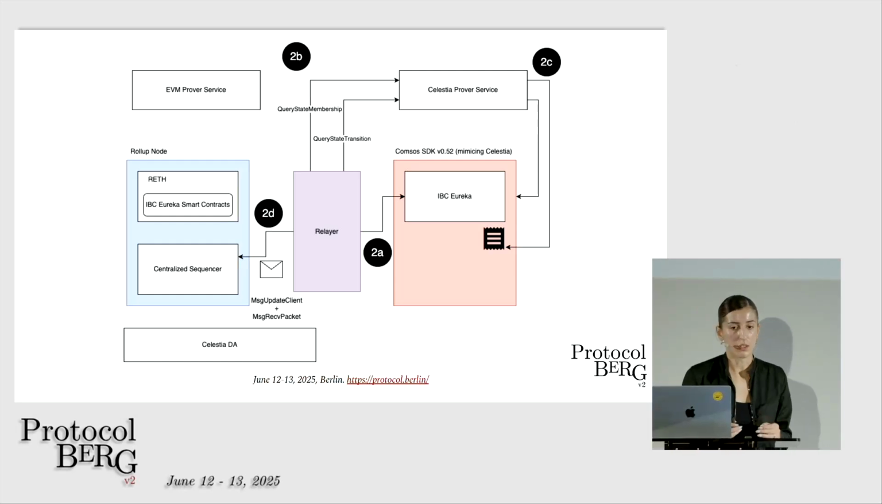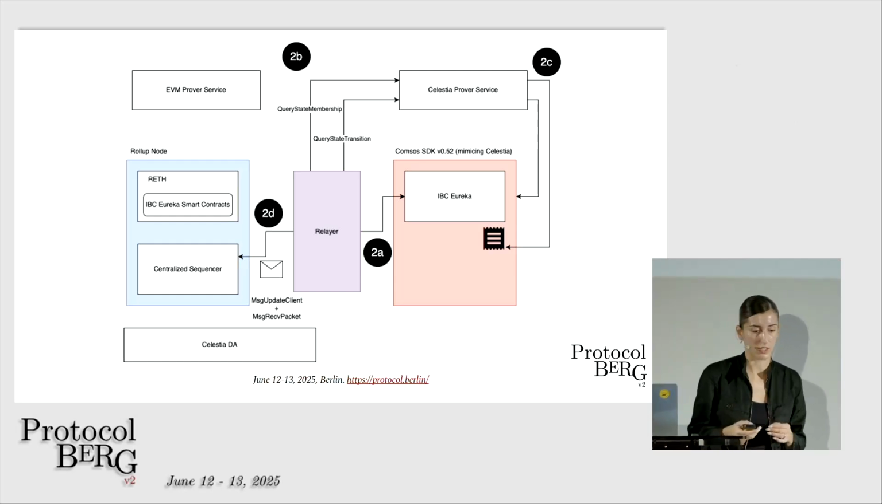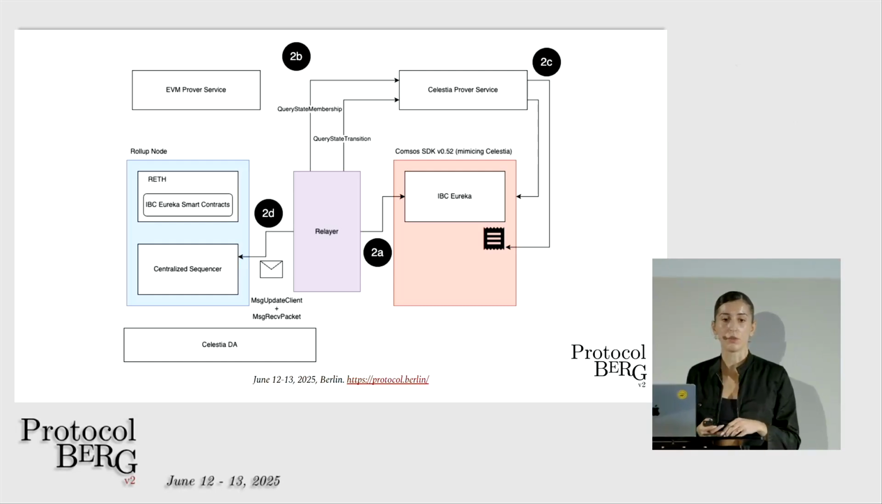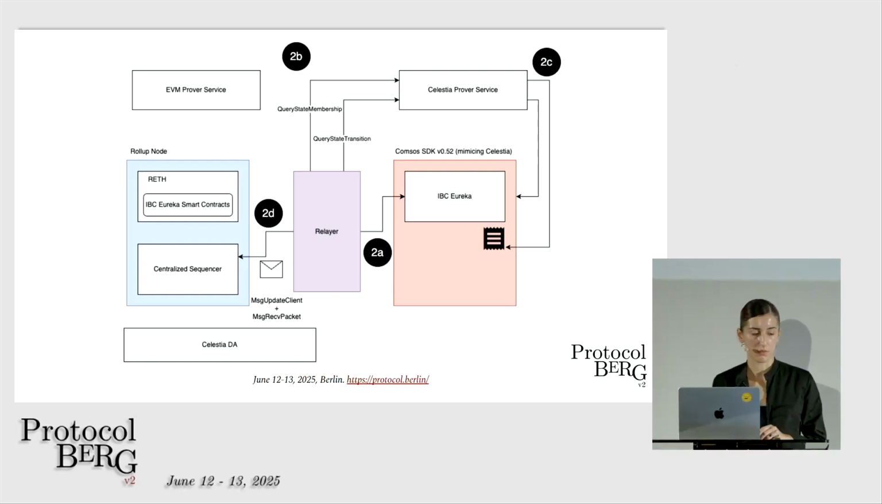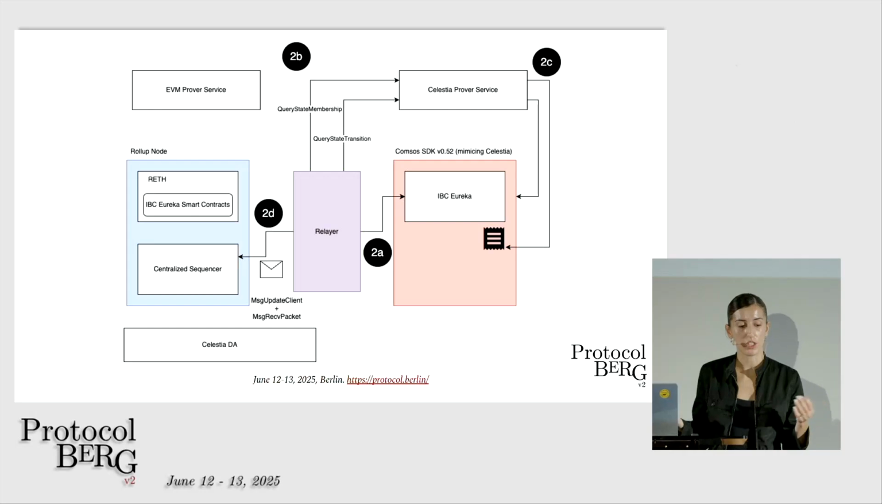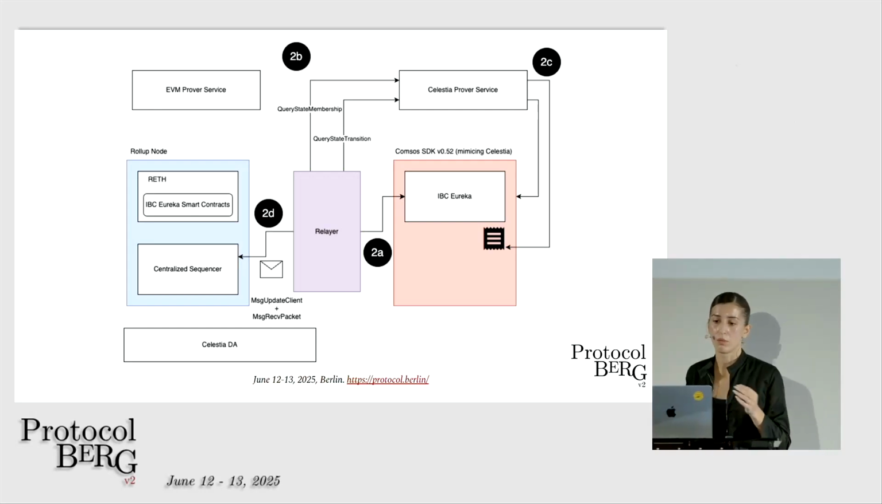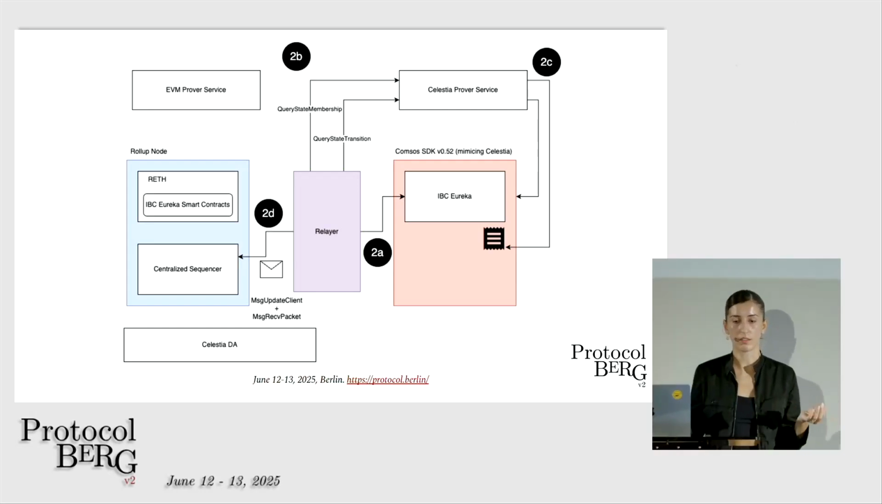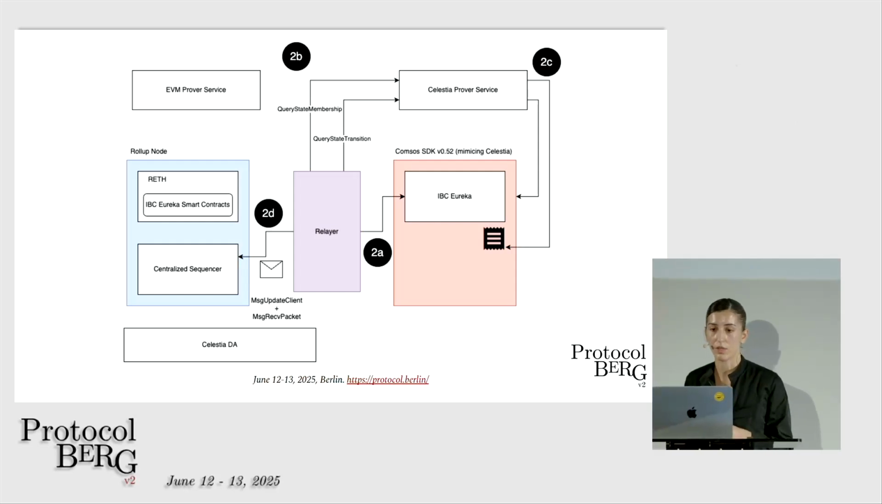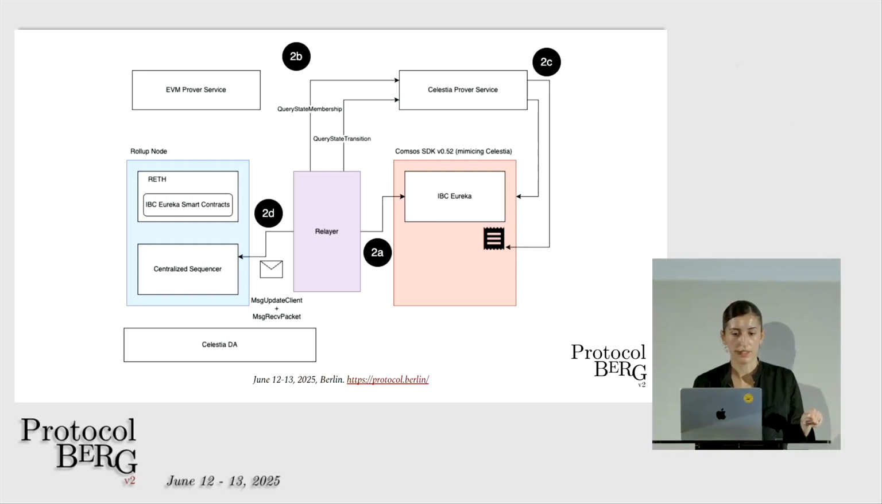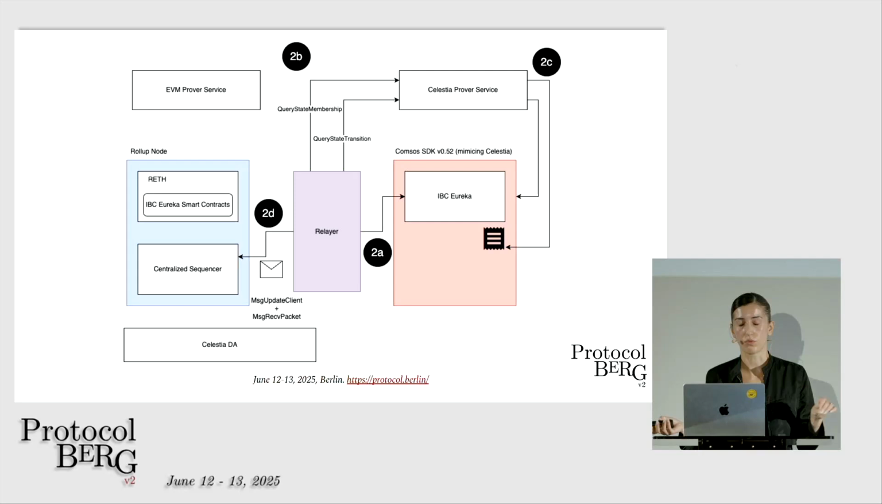Now, Cosmos SDK uses IAVL Merkle trees in the state machine, and this is where the commitment will be saved. So what the prover does is check that this commitment is a valid leaf in the IAVL Merkle tree. And once we have this proof, the relayer will take it and submit it as message receive packet.